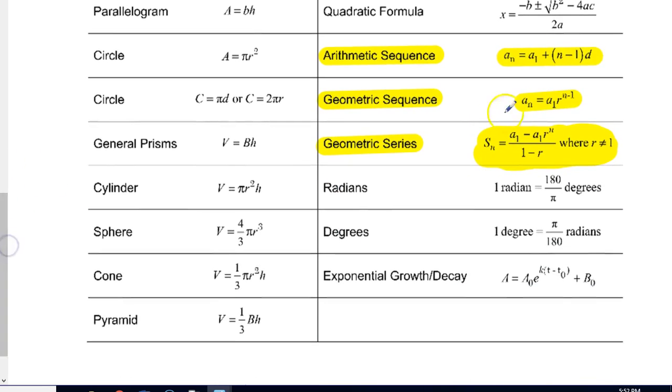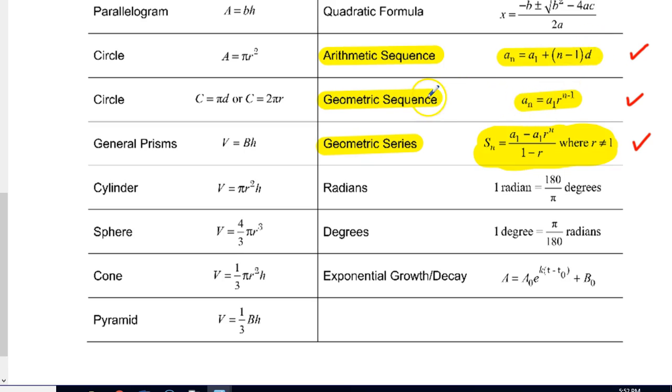You've got your radian and degree conversions, which are handy. This isn't going to be super handy, this exponential growth and decay form, but it's there. But these formulas for arithmetic and geometric sequences and your geometric series are going to be pretty useful. So let's just review them. If you want to find the nth term of an arithmetic sequence, it can be found by knowing your first term, the number of terms you have minus 1 times the common difference, what's being added or subtracted each time.